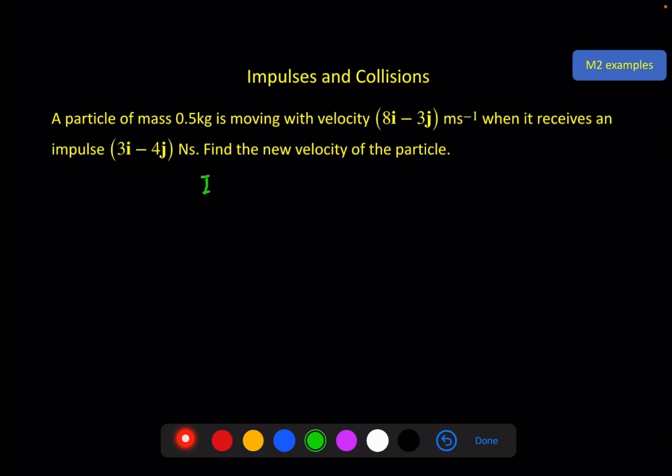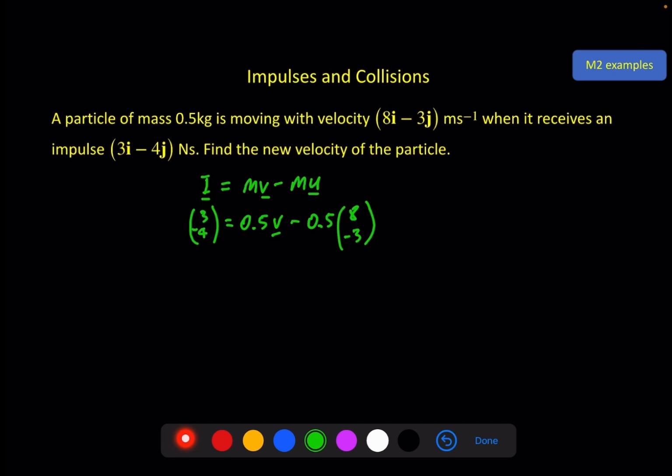So we have our equation, I is equal to mv minus mu, but these are now vectors. Obviously you can keep them as i and j if you like, but I prefer column notation, so I'm going to write this as (3, -4) is equal to 0.5 for the mass times the final velocity, minus 0.5 for the mass, times the initial velocity, (8, -3), and then we solve it.